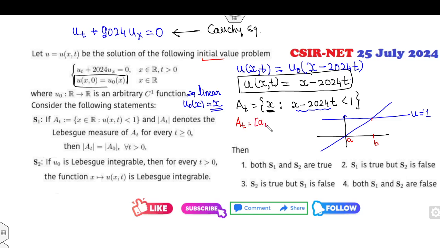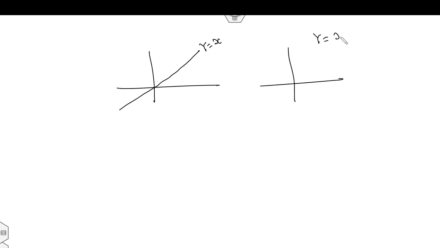It is basically an interval (a, b). What is A0? If you define A0 as the collection of all those x such that t is equal to 0. Fine. If you draw the graph of y is equal to x, let me write it again here. This is the graph of y is equal to x. For example, can you draw the graph of y is equal to x minus a? So definitely, this is the graph of x minus a.